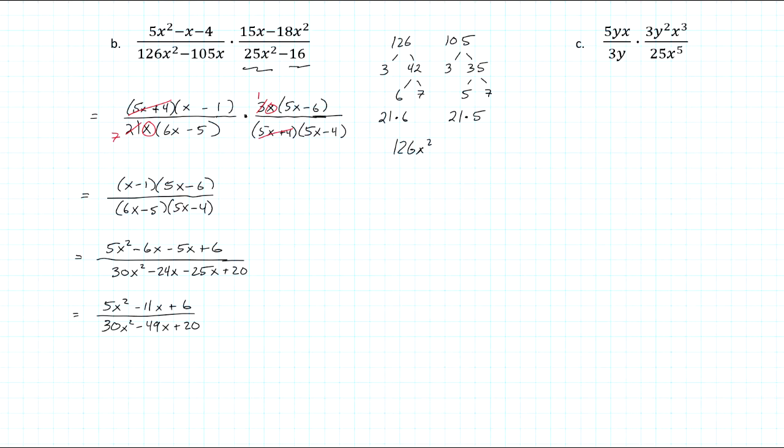126x squared minus 105x. Let's just first note that 3 goes into both. So if I pull out a 3x to start, then we'd be left with 42x minus 35. And then we can pull out the 7, and then I'd be left with 6x minus 5. So we can see how we could step through it like that, and that would give us 21x times 6x minus 5. So that might be a little helpful for seeing how we can get through that.